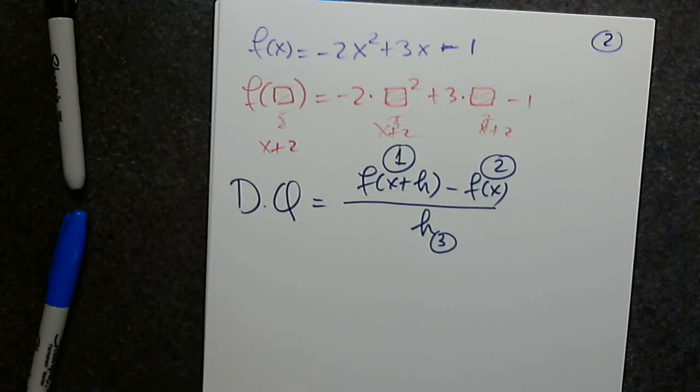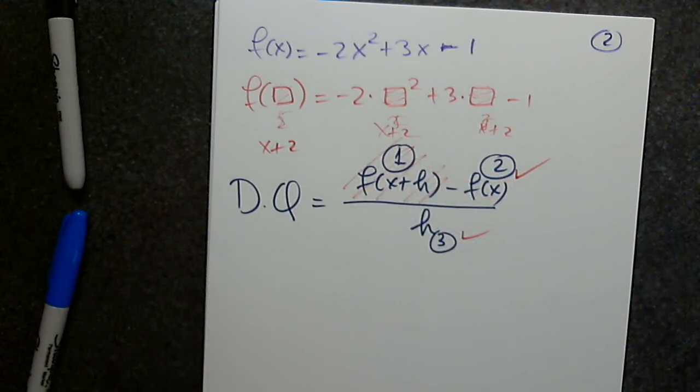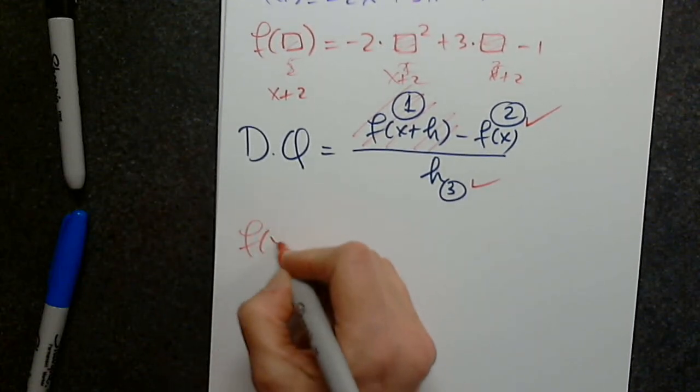Of course, there's nothing I can do to f of x. So this is done. What else? And of course, there is nothing I can do to a tiny letter h. What can I do to it? Nothing. So obviously, f of x plus h is the only one I don't have. It is wise to calculate on the side first. So let's find f of x plus h.